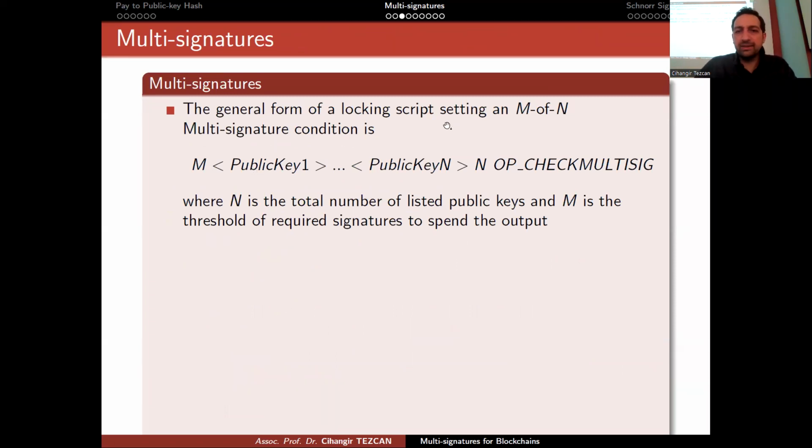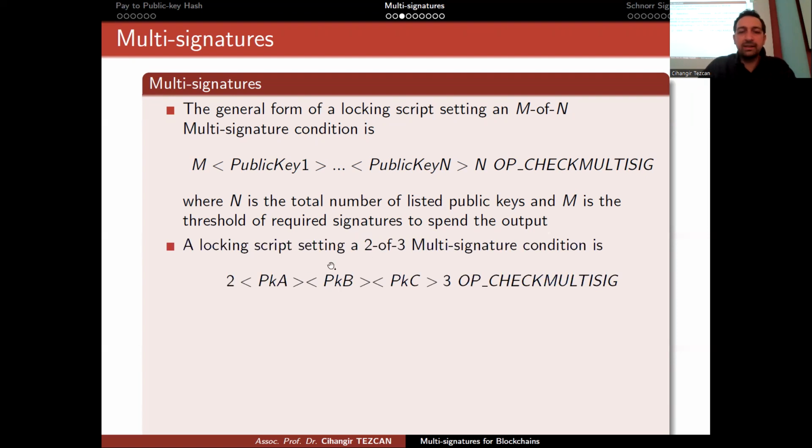The general form of a locking script setting an M of N multi-signature condition is as follows. So there are N public keys. You have to put the public keys here, and you say that M of them are enough to claim this money. So this is what your transaction looks like: M, then N public keys, then N, and then the opcode CHECKMULTISIG. Here N is the total number of listed public keys, and M is the threshold of required signatures to spend the output. Sometimes we call M the threshold.